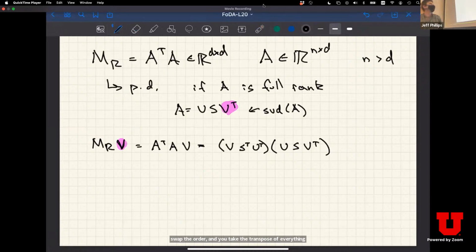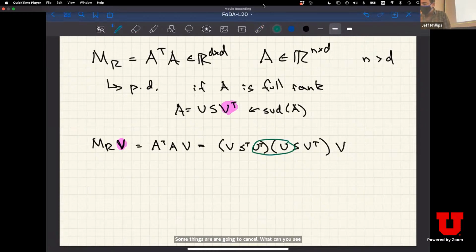Okay, so V transpose becomes V, and S transpose S becomes S transpose, U becomes U transpose. So I've swapped the order times V here, okay? But what's neat about this is, now if I change the order I'm doing the multiplication, some things are going to cancel. What can you see that cancels?